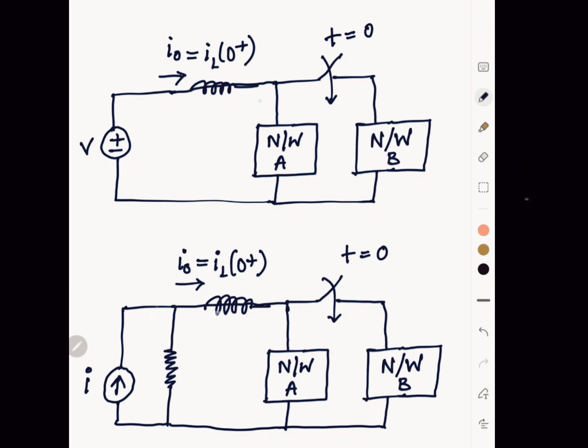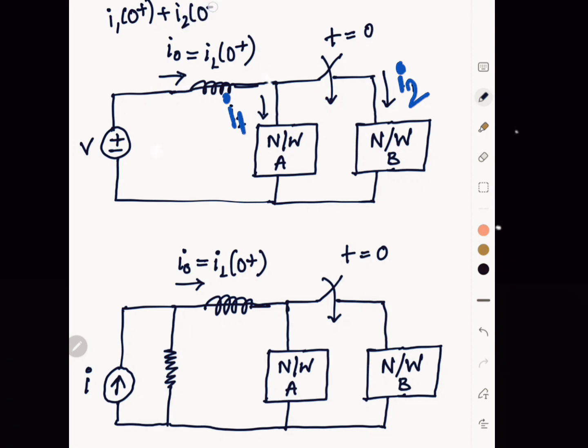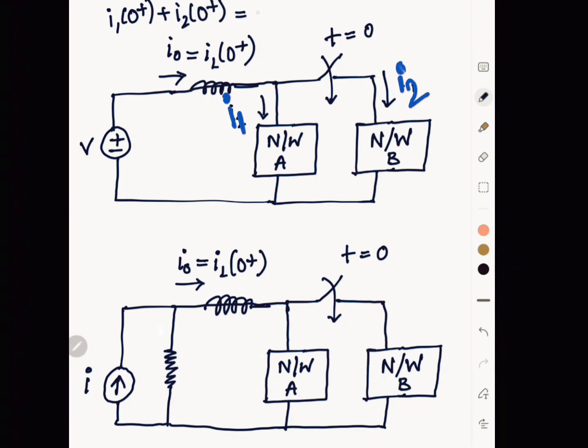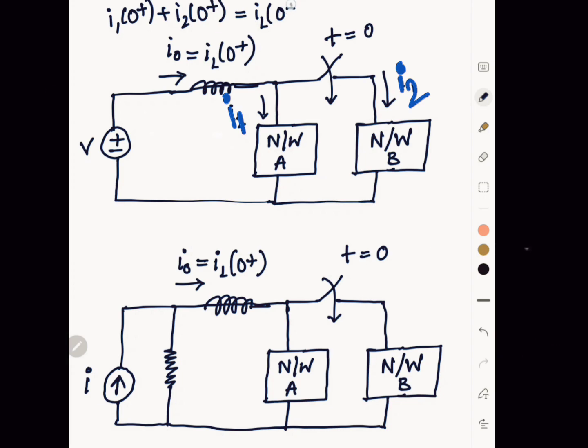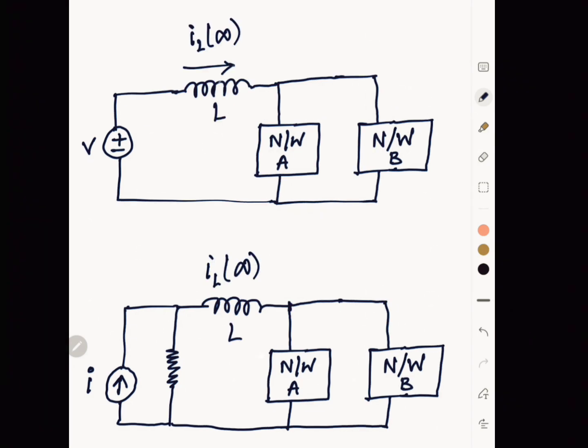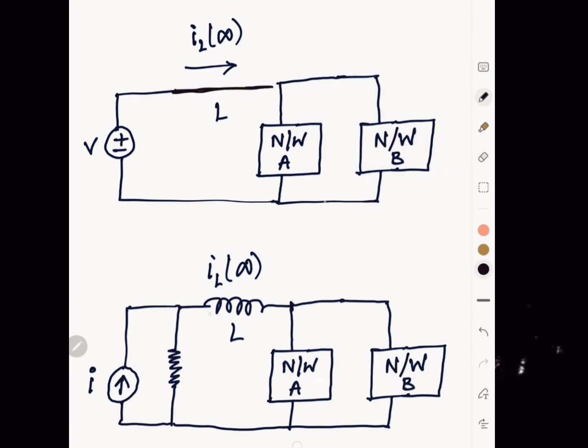At t equal to 0 plus, where current I1 is flowing through network A and I2 for network B, I1(0+) and I2(0+) are equal to IL(0+), which equals I0. During steady state, the inductor is shorted and IL(infinity) is flowing through the inductor.